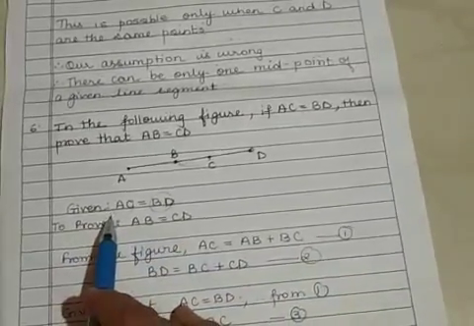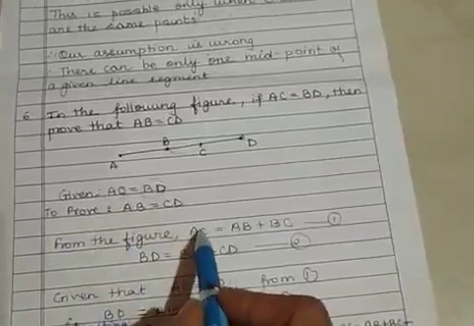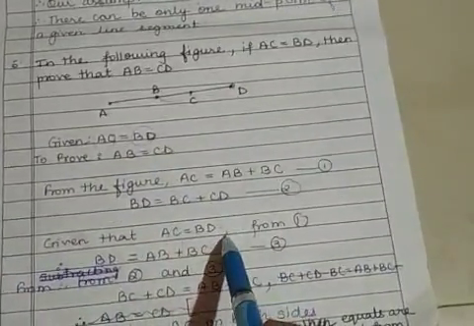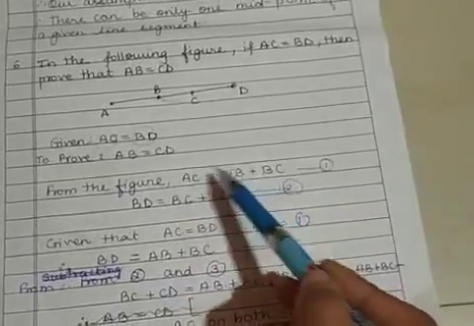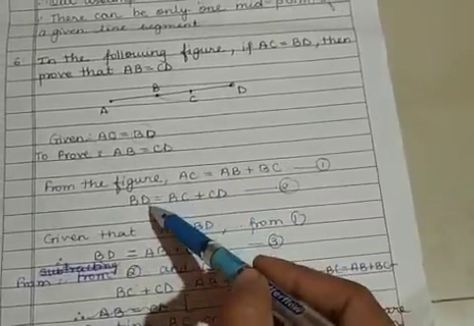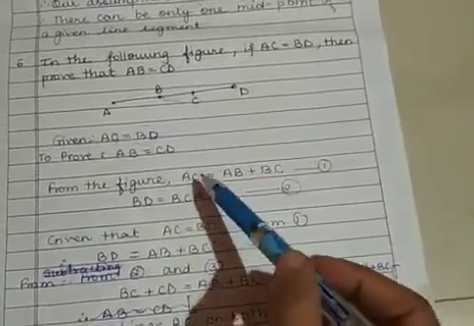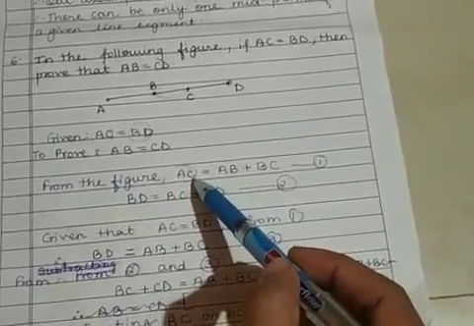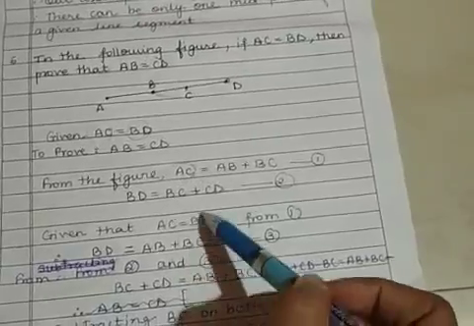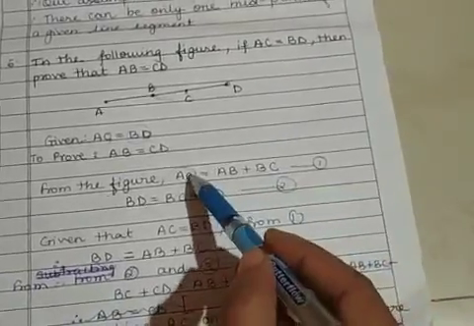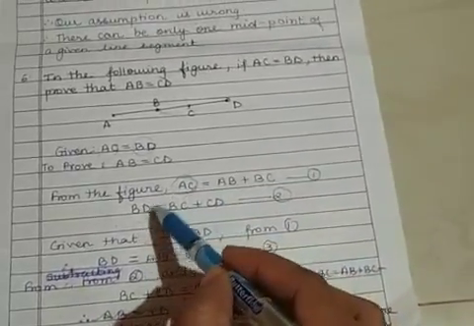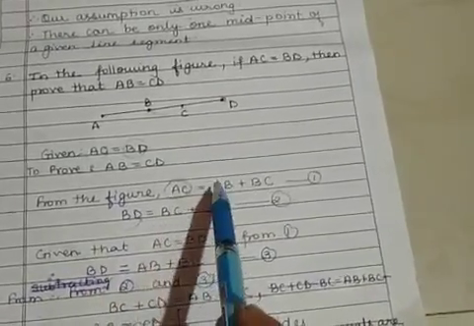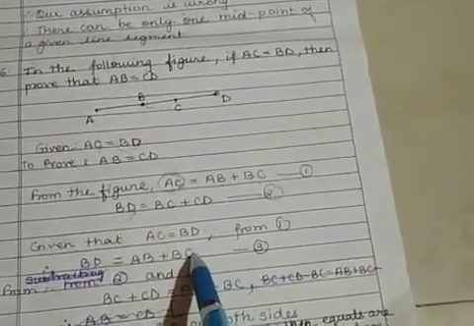Now in the question it is given AC is equal to BD. So since AC is equal to BD, instead of AC, I can write BD. So BD will be equal to AB plus BC. I'm substituting for AC as BD because they are equal. So I get BD is equal to AB plus BC.